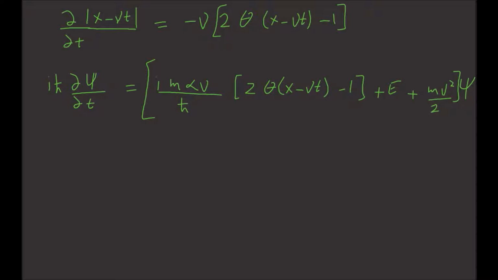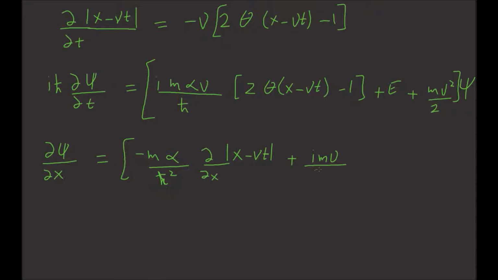So now let's take one x derivative of psi. Minus m times alpha divided by h bar squared times the x derivative of the absolute value of x minus vt, right, plus i m v divided by h bar times psi. Okay, good. So now let's move forward.